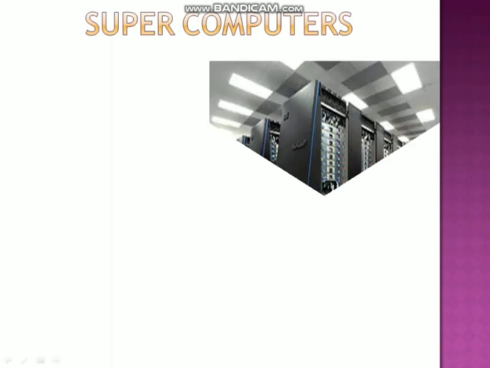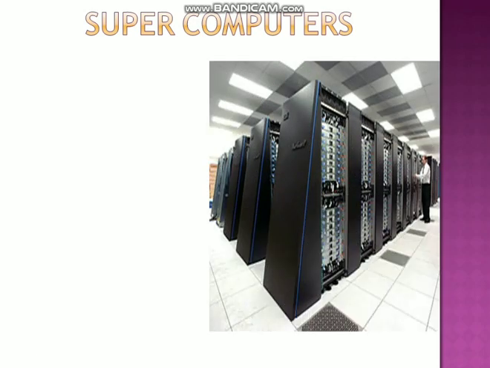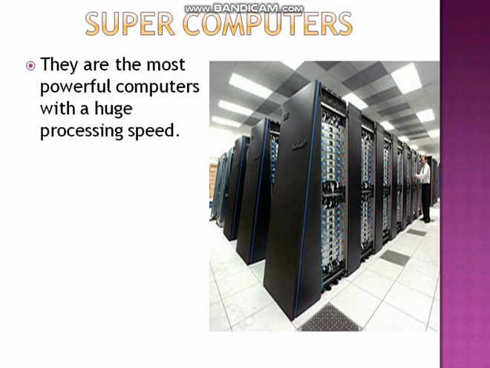The next category of computer is supercomputers. Here you have the picture of a supercomputer which can fill two basketball courts of our school. It is that big, with more number of processors. These computers are extremely powerful with huge processing speed, which means you get the output in milliseconds. Very soon you will get the output.